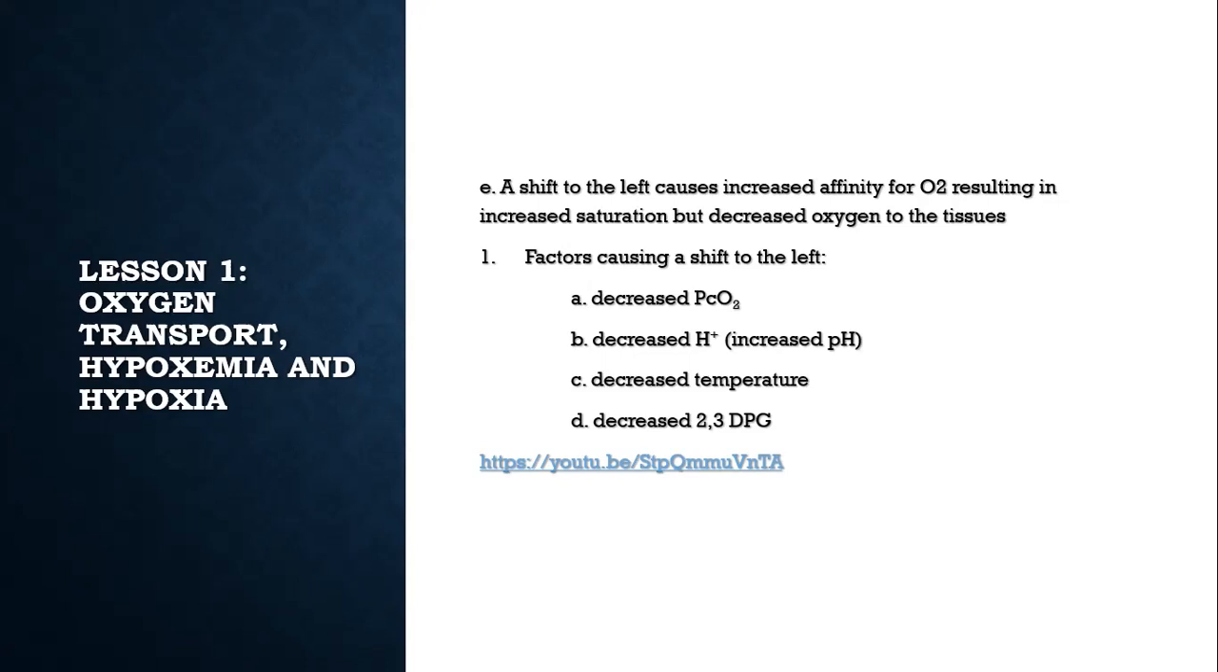When it shifts to the right, everything goes up. CO2 is up. Temperature is up. Okay? That's the basic that you need to know. And when it's in the middle, that's the P50. Right? P50 is when it's right at 50% saturated with oxygen, and you're going to see the graph here in a second.